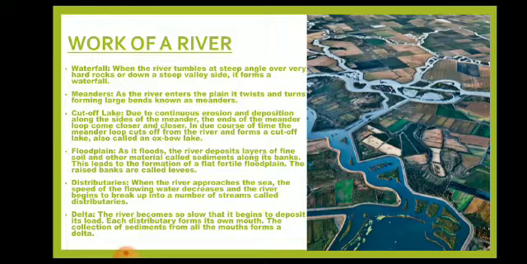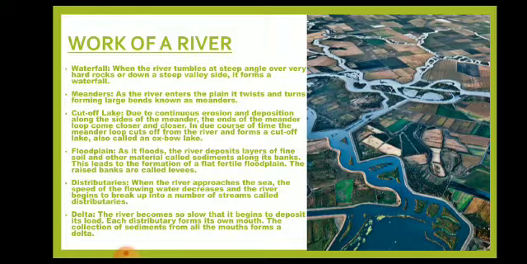When the river tumbles at a steep angle over very hard rock or down a steep valley side, it forms a waterfall. Meanders. As the river enters the plains, it twists and turns forming large bends known as meanders. And we'll talk about the cut-off lake. Due to continuous erosion and deposition along the sides of the meander, the ends of the meander loop come closer and closer. In due course of time, the meander loop cuts off from the river and forms a cut-off lake, also called an oxbow lake.